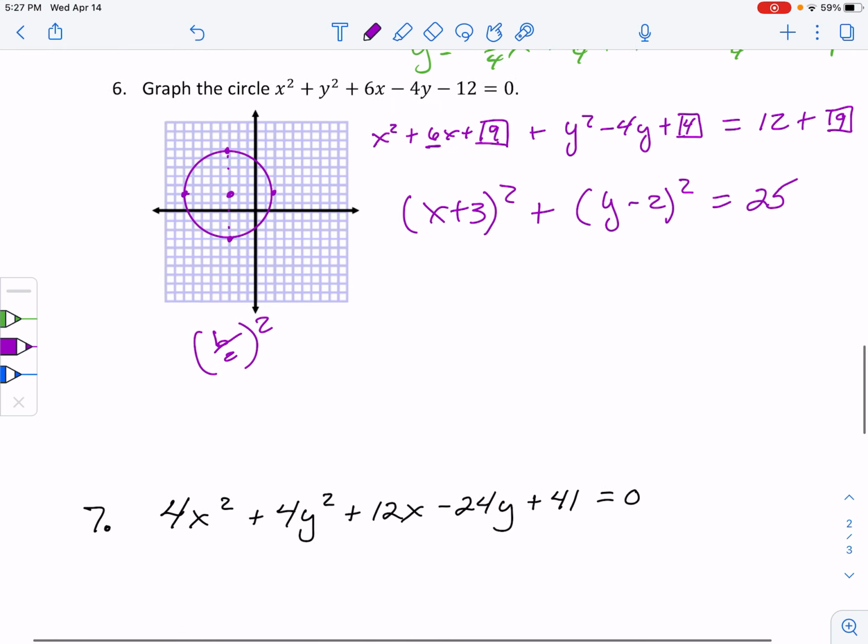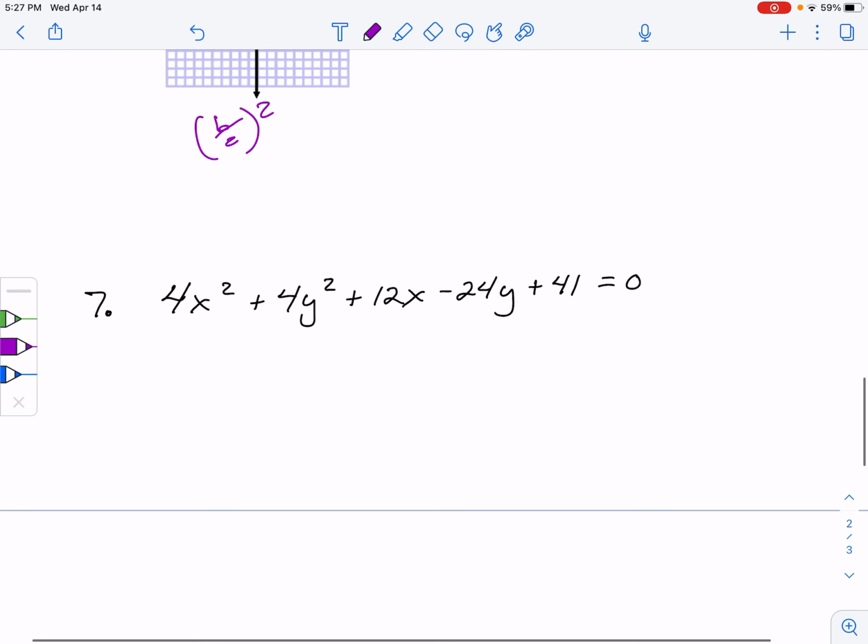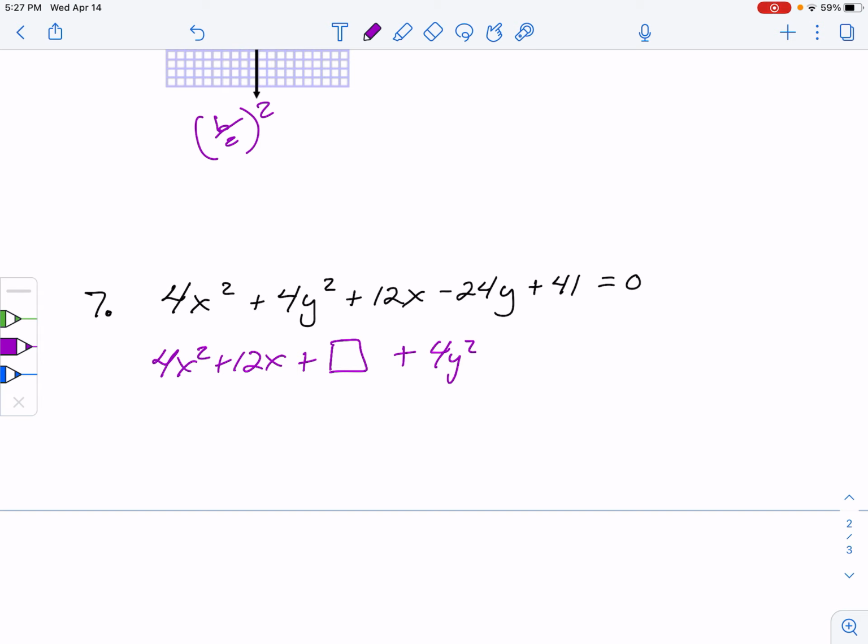Okay. All right, I'm going to do one that's a little more complicated. This isn't on your paper, so pause it, write it down, and then come back and work it with me. All right, so I have 4x squared plus 12x plus a box plus 4y squared minus 24y plus a box equals negative 41 plus a box plus a box. Before I can complete the square, I have to factor out the 4.